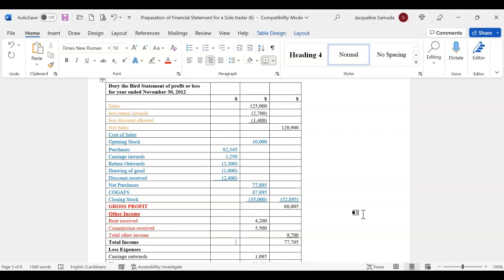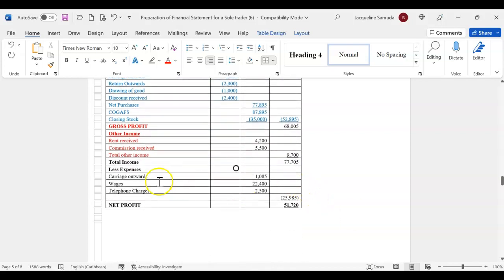Now the other income, if you remember, is the side hustle that the business does. The core business is what generates gross profit, but the business owner may have different other forms of income, and we will find these in the income block under the heading other income. And then we have our final block, which is our expenses.